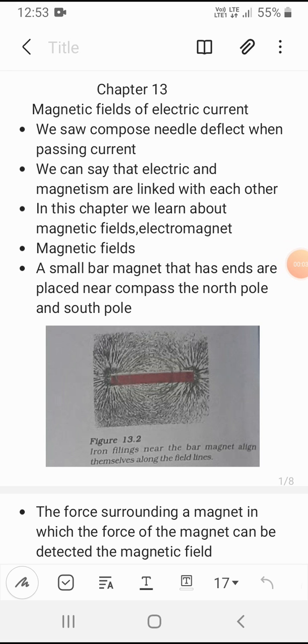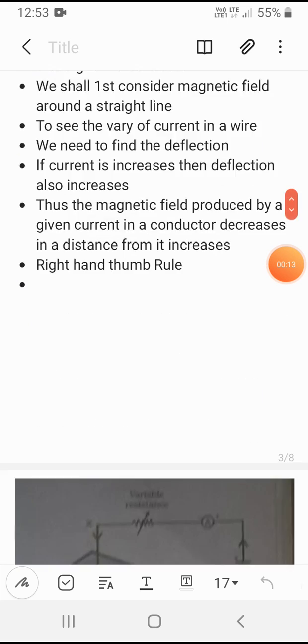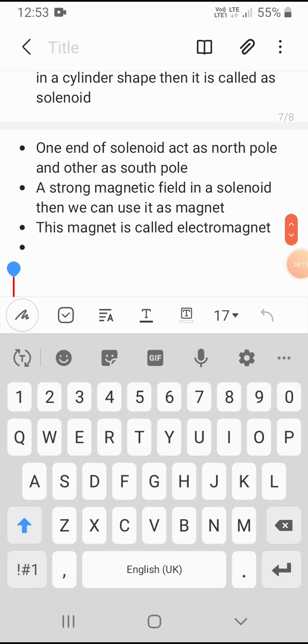Today I'm going to explain your 10th standard science chapter 13, magnetic effects of electric current, part 2. So let's come to the chapter. The next topic after solenoid: the strong magnetic field in a solenoid is called a magnet, and this magnet is called an electromagnet. That is the magnet we get in a solenoid.